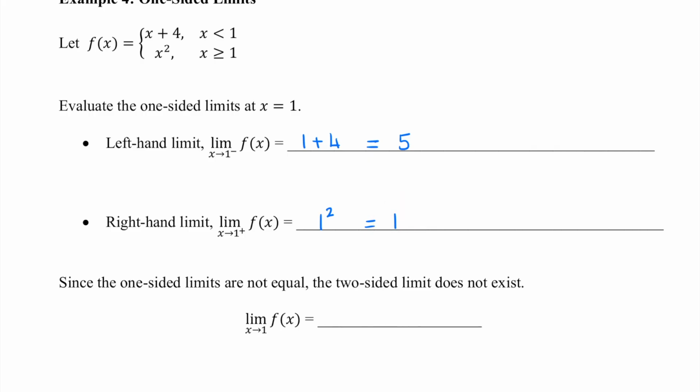Now, let's compare them. The left-hand limit is 5. The right-hand limit is 1. Are they equal? No. Since they are not equal, the two-sided limit does not exist.